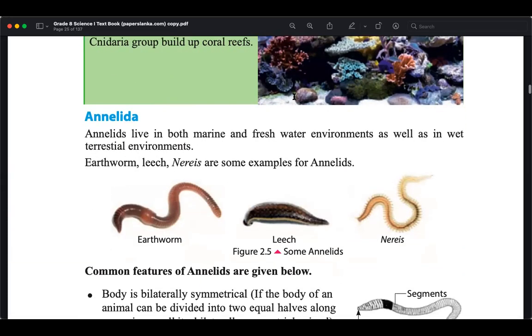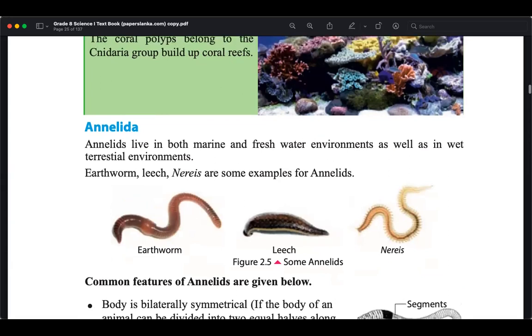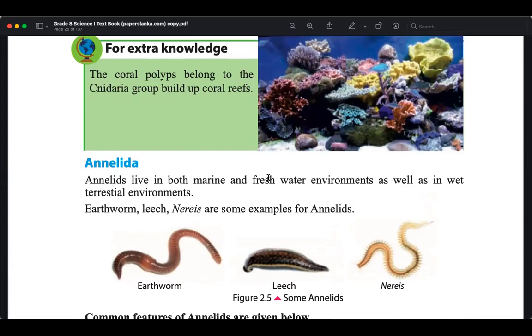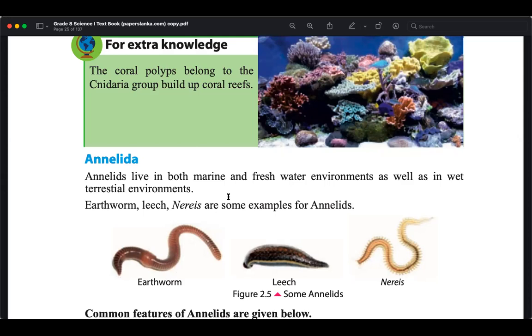Annelida. Annelida are basically earthworms, leeches, nereids, and these are basically kinds of Annelida. So you can see the creeping feature. They used to creep on the Earth's surface. Actually, we know there are three spheres on the Earth: atmosphere, hydrosphere, and lithosphere. So in Annelida, you can observe them in the lithosphere. And sometimes some Annelida variants are there in the hydrosphere as well.